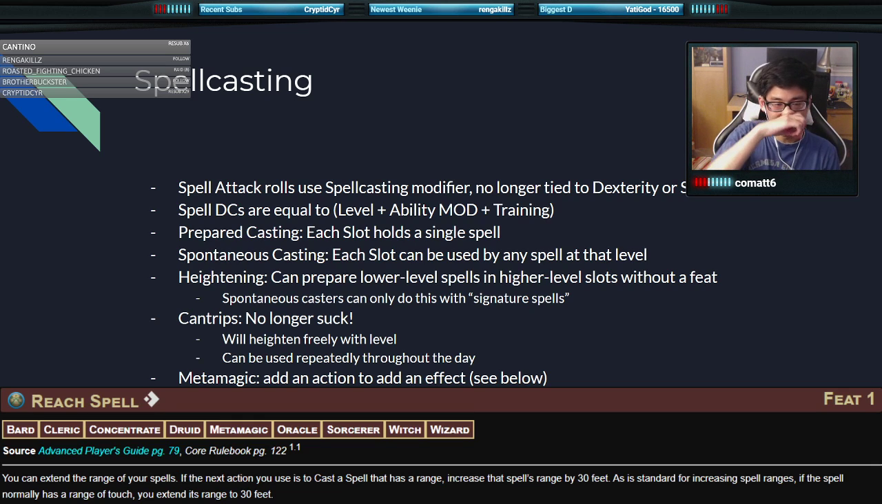Prepared casters are basically each slot will hold a single spell.